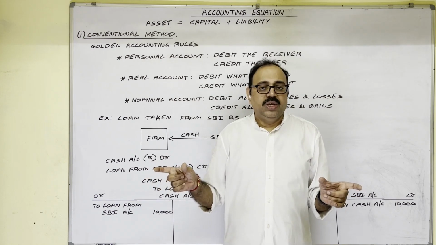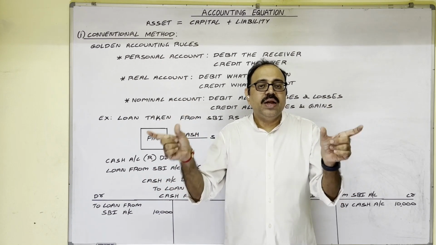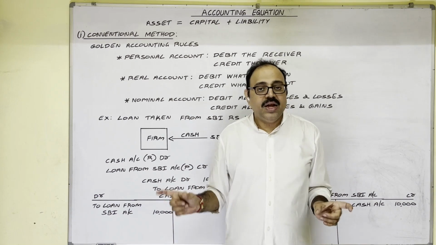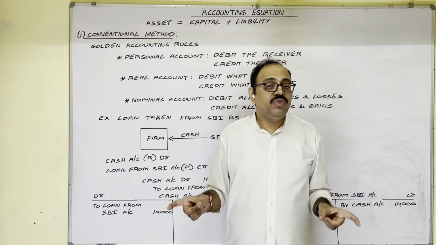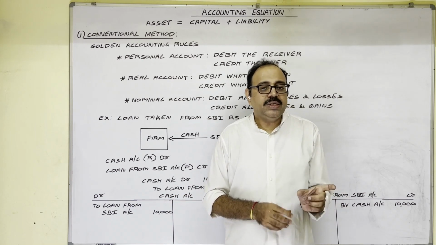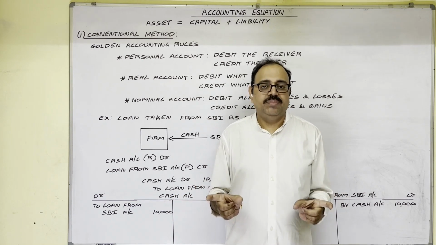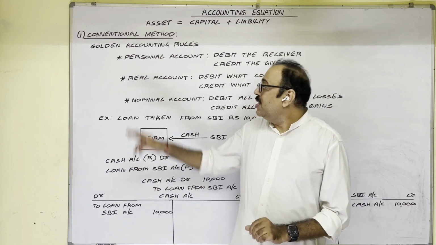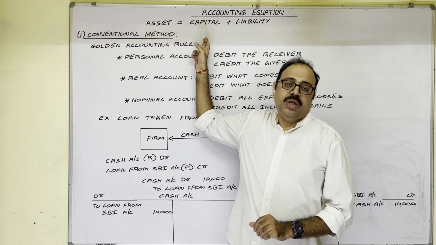Same amounts. When you record debit and credit same amounts for every transaction, at the end, if you do the totals of these two sides, total should be same now. So debits and credits should be same under double entry system. So this is all about conventional accounting method.